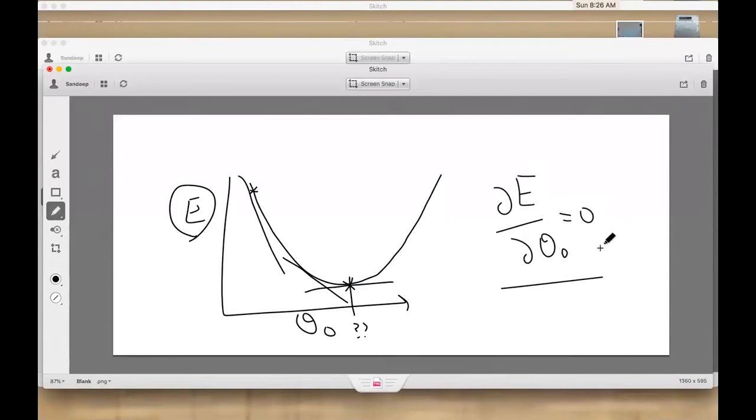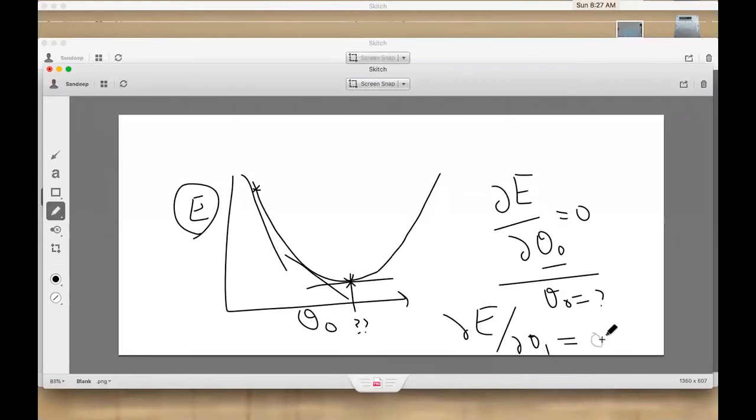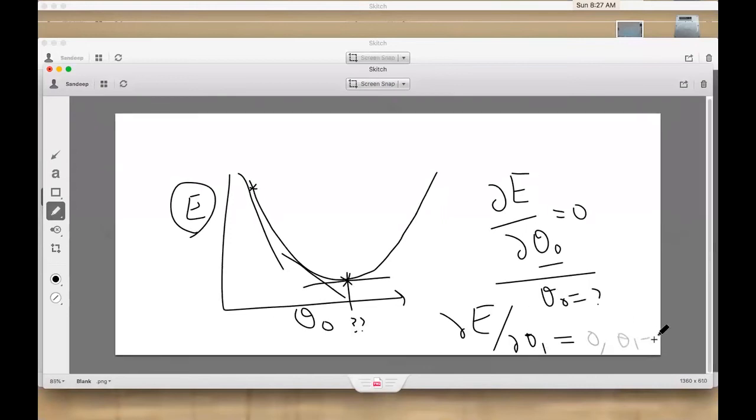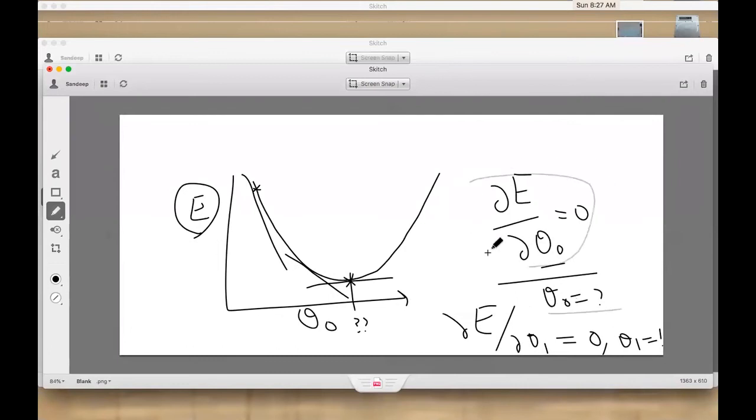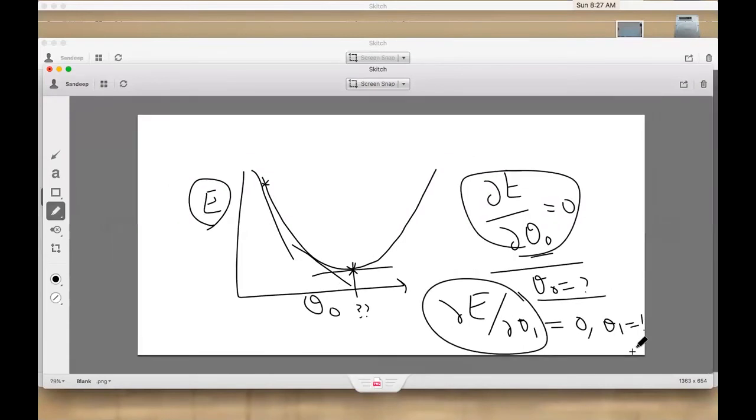And for that, when we do this, we'll compute the value of theta and so on, correct? Similarly, since we have two variables, we will also do rate of change of error with respect to theta 1, and we will also compute theta 1 from there. So now we'll get two equations. One is from this, other is from this, and we'll solve those for theta 0 and theta 1.